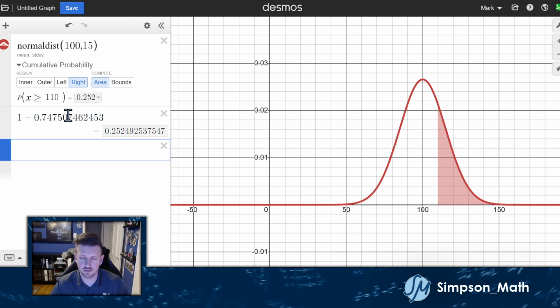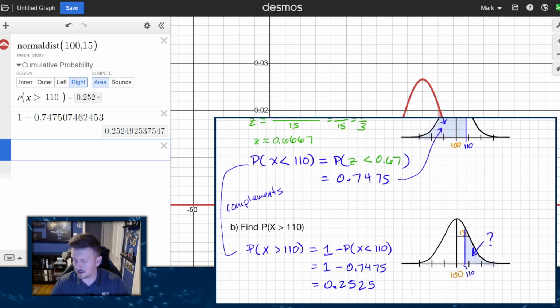Desmos does show an equal to, which is fine, because whether it's greater than or equal to, it's mathematically the same thing, because this is a continuous distribution. So that's what we do: less than, and then greater than.